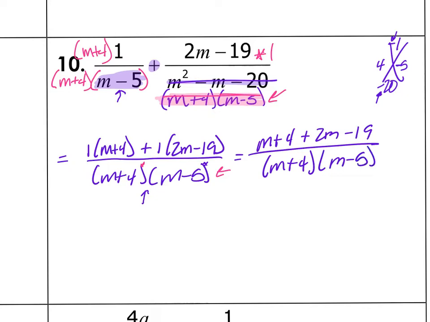And I just want to stop and pause for a second and say, no, I cannot cross off the m plus 4 on top and m plus 4 on the bottom because the top has addition in it. So I still have to combine all my like terms before I can make any ones.